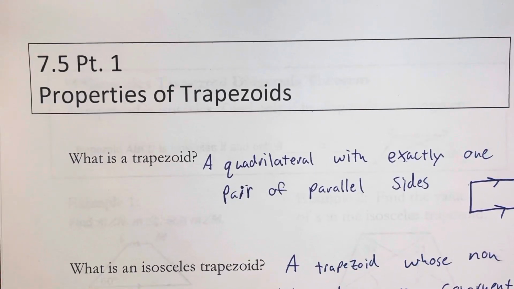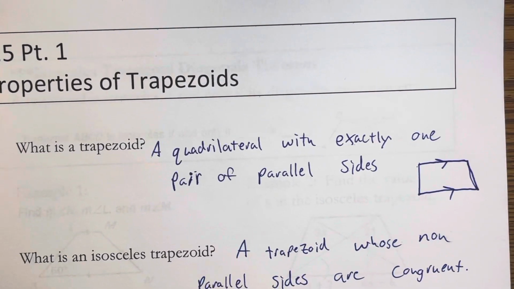All right, Mr. Ahmed here for 7.5 part 1. Today we're going to work with trapezoids. And our first process is just going to be to identify what a trapezoid is.